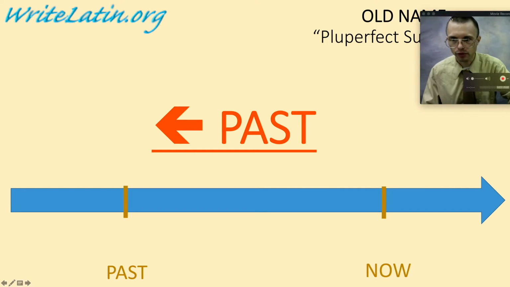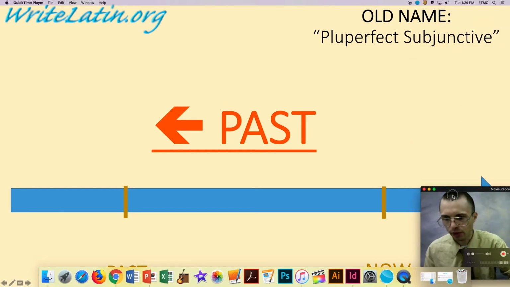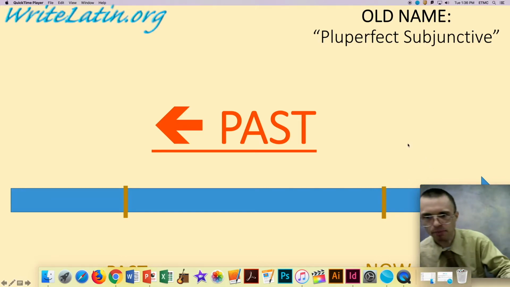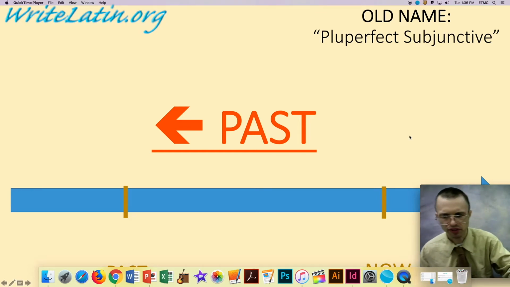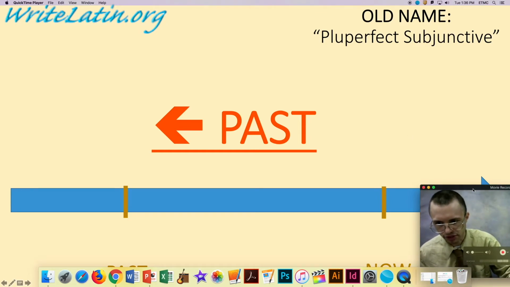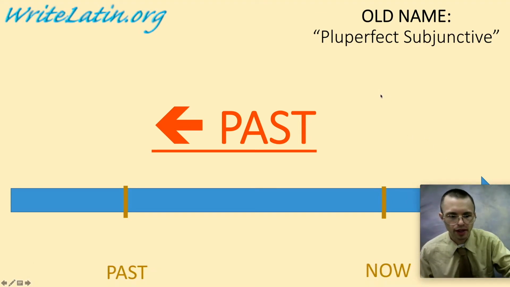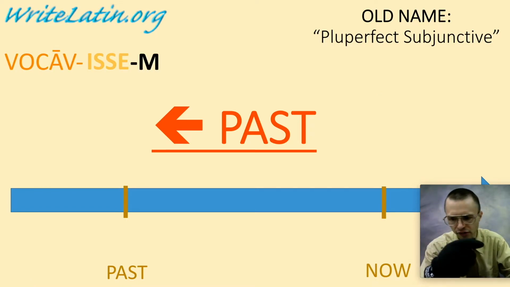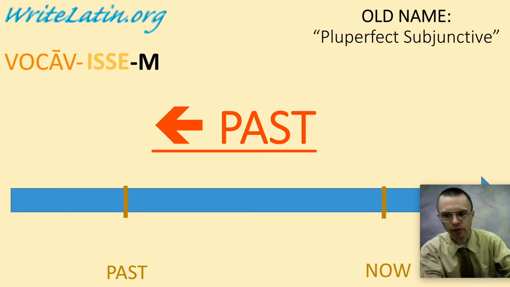Hopefully you were able to do all those exercises, and now we are on to our 4th subjunctive tense, the past backward looking, or the old traditional name for it was the pluperfect subjunctive, which I think is really misleading. So, in any case, the way you make this one is you use the perfect infinitive, to have blanked, vocavisse, and you add on an ending.